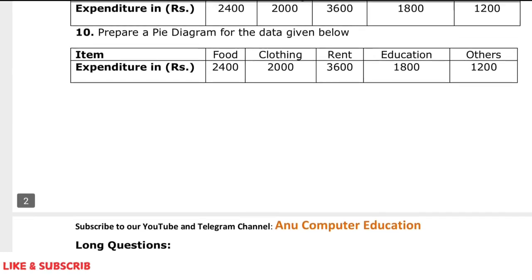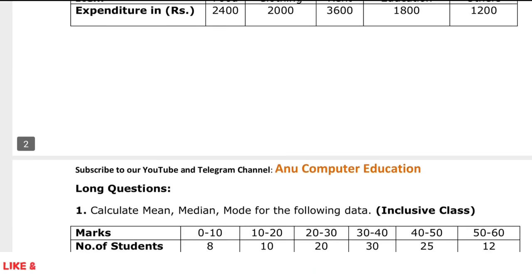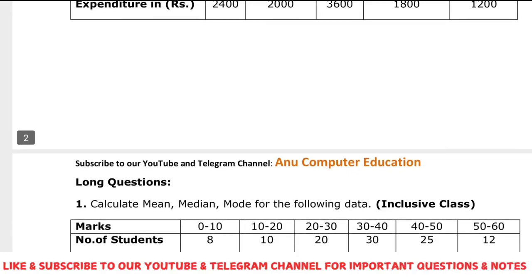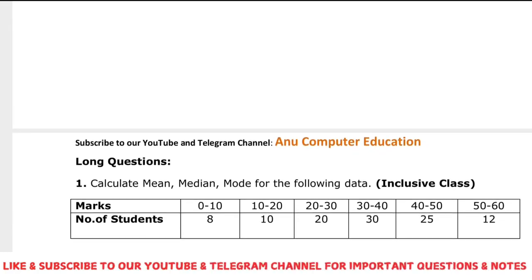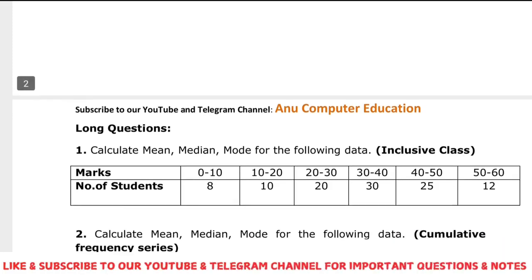So when it comes to the next unit, long answers, mean, median, mode. So it is a very important thing you need to observe. Inclusive class. So it means what? 0 to 10. 0 is included, 10 is not included. Okay, 0 to 10 means 0 to 9 only. 10 will be included in the next class. So this is called an inclusive class.